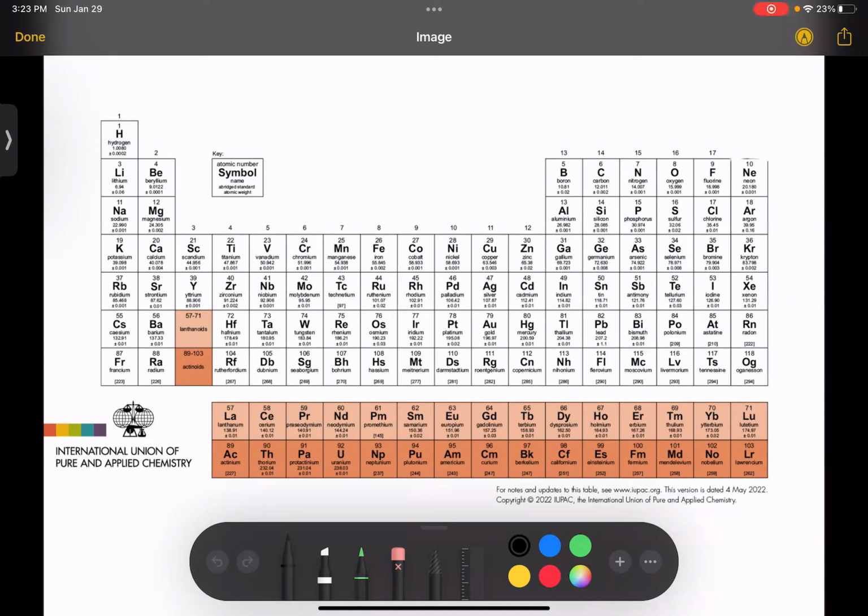And the terminal subshell is the highest energy occupied subshell in a given atom.